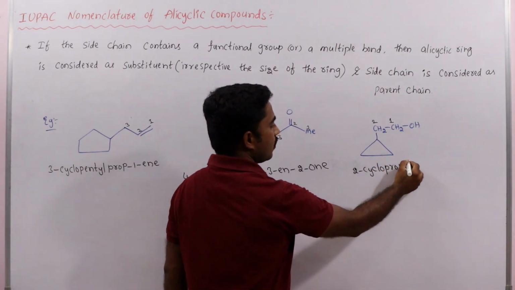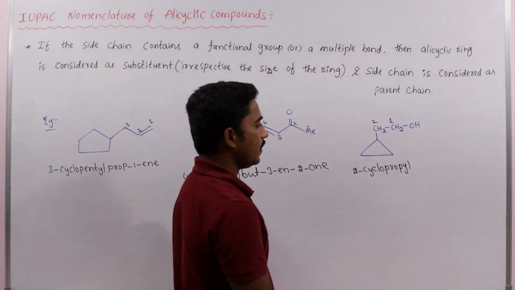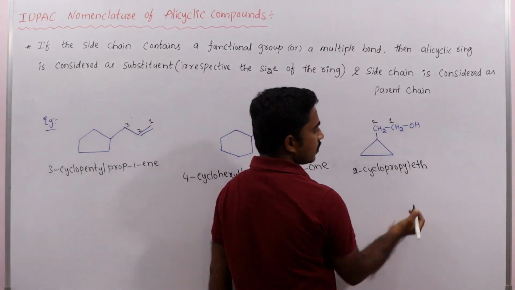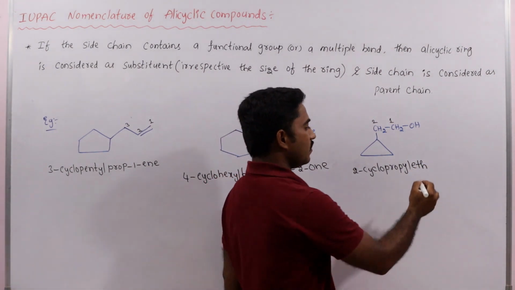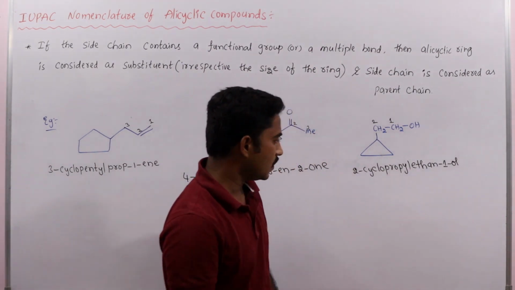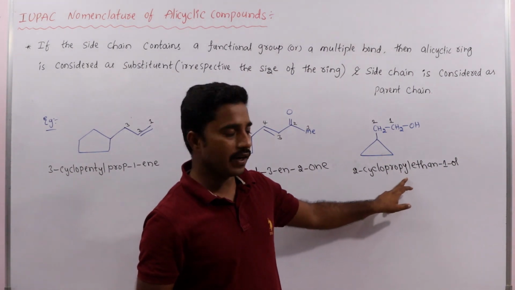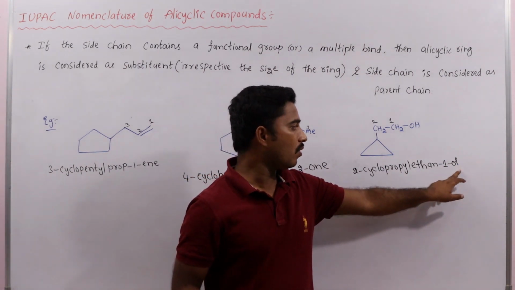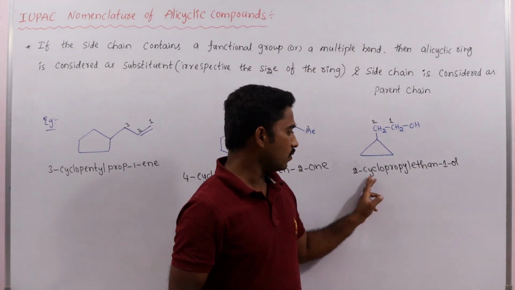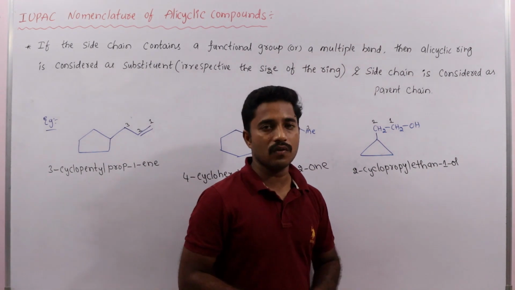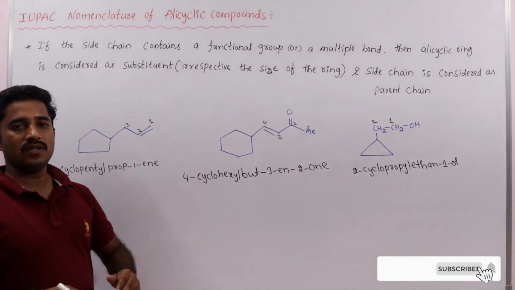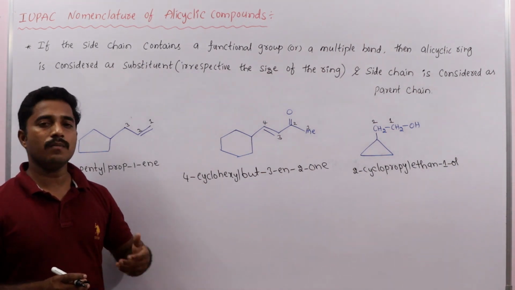2-cyclopropyl. So here 2 carbons in the parent chain, that's why the root word is eth. It is saturated, that's why ethane. Ethan-1-ol. 2-cyclopropyl ethan-1-ol, because for OH the secondary suffix is ol. So like this we have to give names when the side chain contains a functional group and a multiple bond.